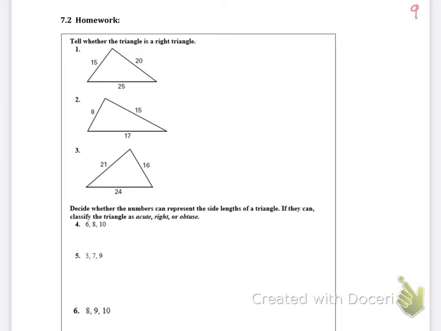Okay, so let's preview this. Tell whether the triangle is a right triangle. So what will you do? You're going to do c squared question mark a squared plus b squared. If you find that c squared equals a squared plus b squared, then you have a right triangle. But you've got to do the work for all three. Then the next one says, decide whether the numbers can represent the side lengths of a triangle. So you've got two questions. Decide on this, and then if they can, then you're going to tell me what kind of triangle it is.